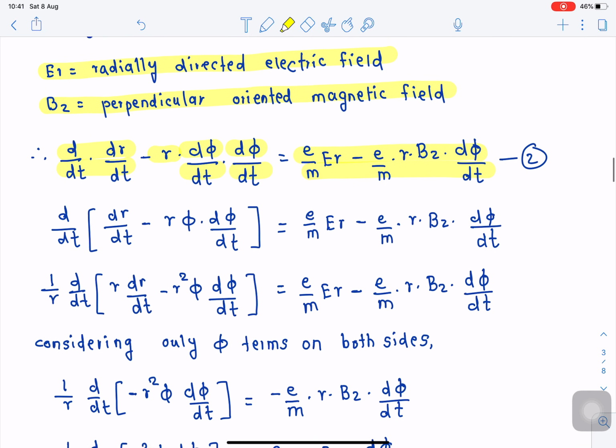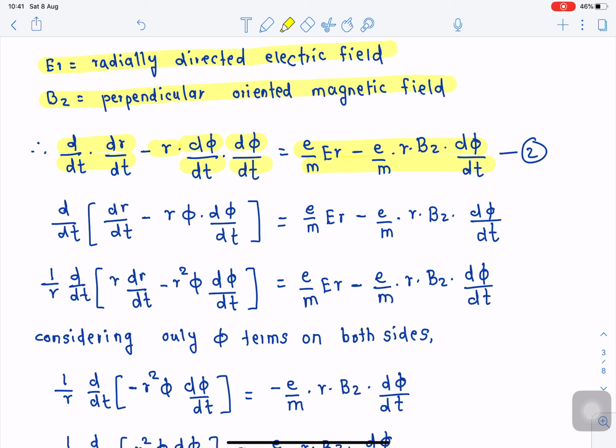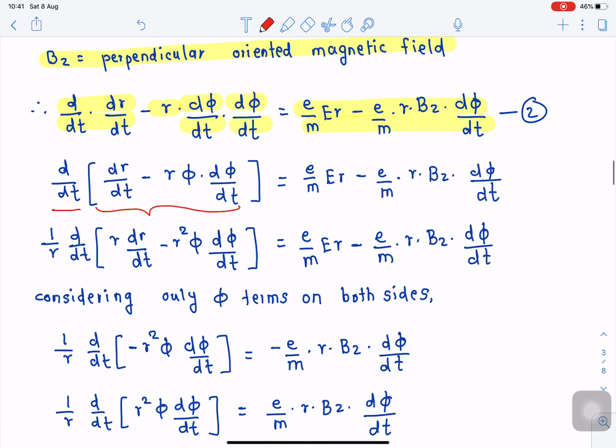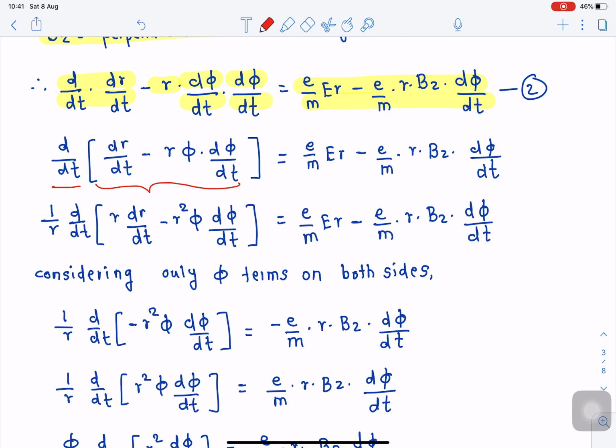Okay, so from the left hand side of equation number 2, we take out a common term d by dt outside, and inside the bracket we get the remaining term. The right hand side will remain as it is, and then we multiply by 1 by r on the right hand side. Multiply and divide by 1 by r on the left hand side. So in this particular equation, we are multiplying and dividing by small letter r on the left hand side. Okay, so we can write it in this way then.